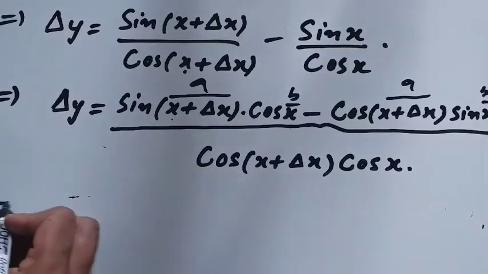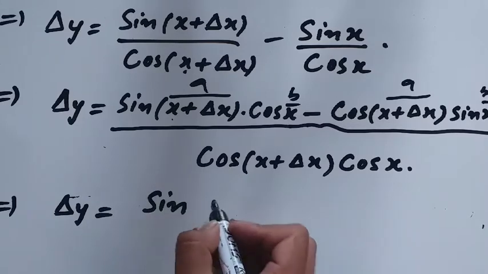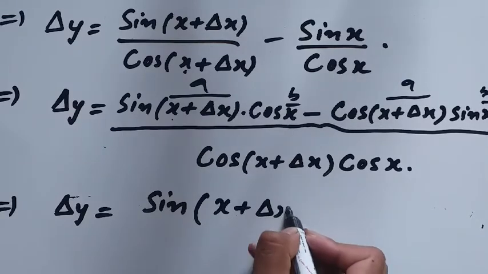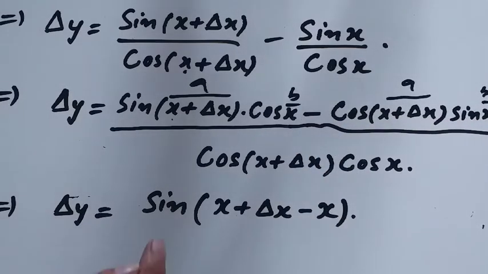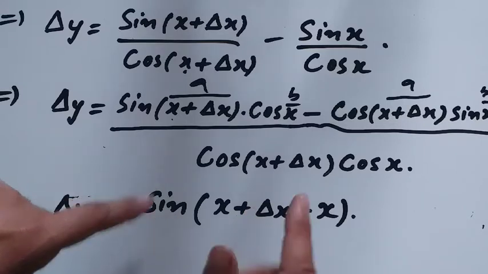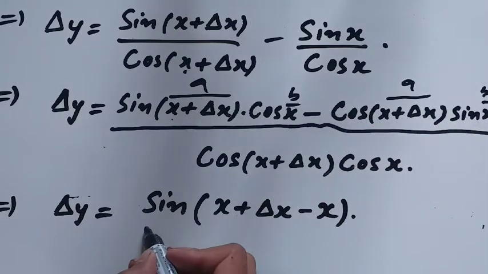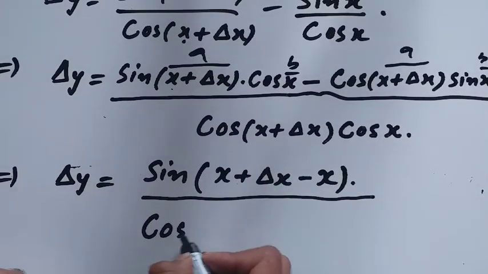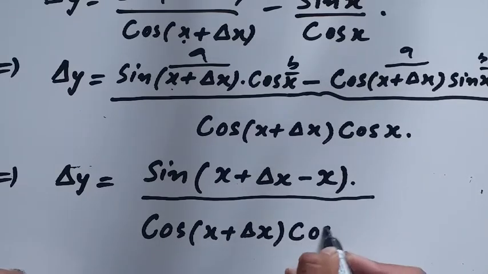I can write it this way: delta y is equal to sin of (a minus b), where a is x plus delta x and b is x. When we expand this formula, it becomes sin a cos b minus cos a sin b, divided by cos of x plus delta x into cos x.